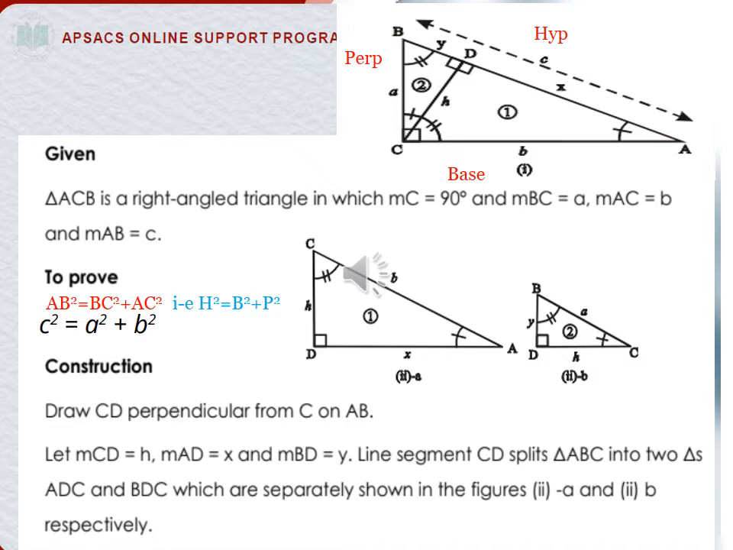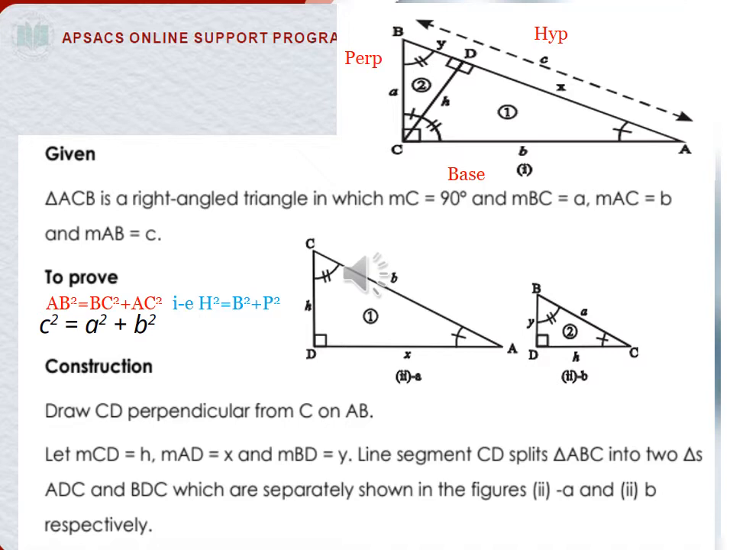In to prove, we have to write square of the hypotenuse equal to sum of the squares of the other two sides, that are perpendicular square plus base square. So here hypotenuse is AB square equal perpendicular here is BC square plus base here is AC square, and their lengths are c square equal a square plus b square.